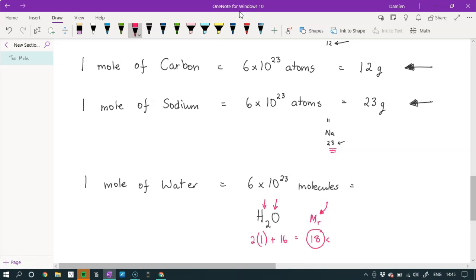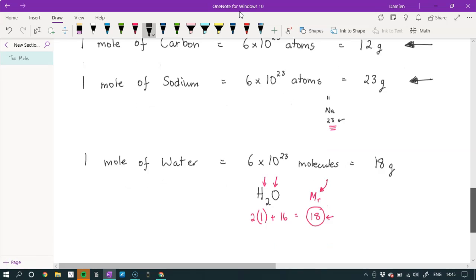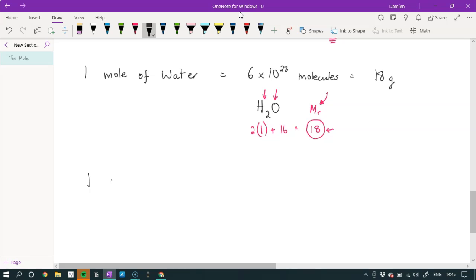We have now found the mass of water is 18, therefore 1 mole of water is 18 grams of water. And you do that for all of them. You can do the exact same thing for 1 mole of HCl. 1 mole of HCl is 6 by 10 to the 23 molecules.